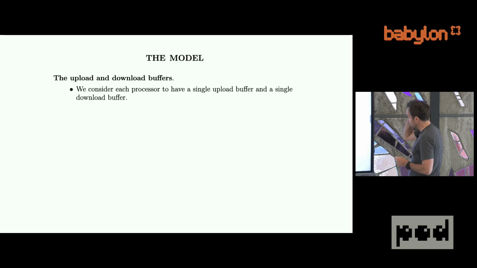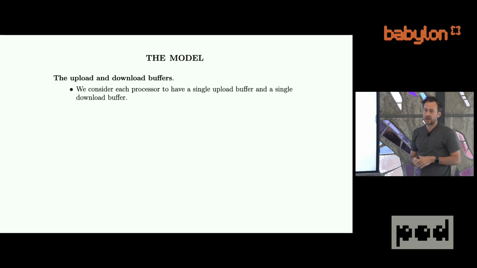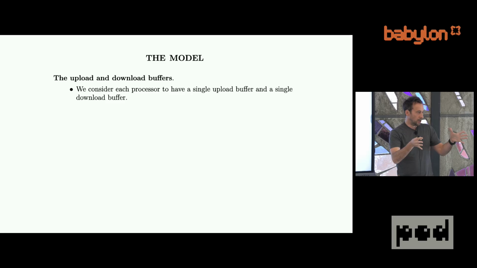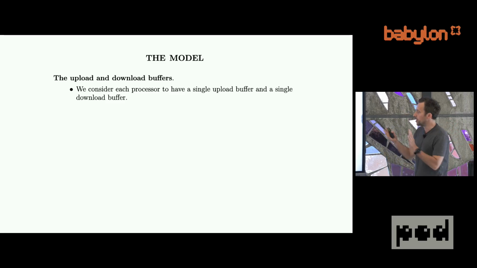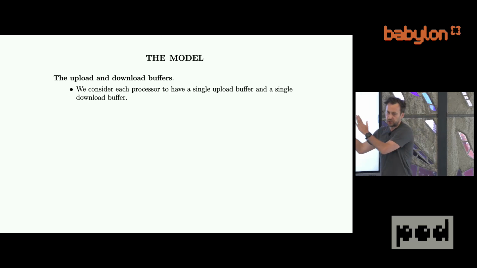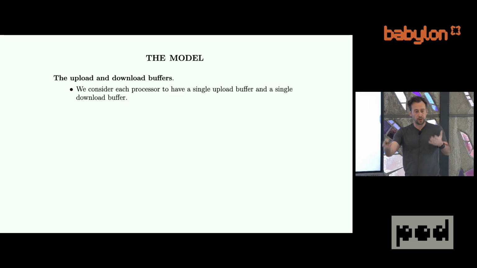We're going to give each processor a single upload buffer and a single download buffer. So that's really a single buffer per processor. It's not per channel or anything like that. You just think of these as queues of stuff that you want to upload and download.